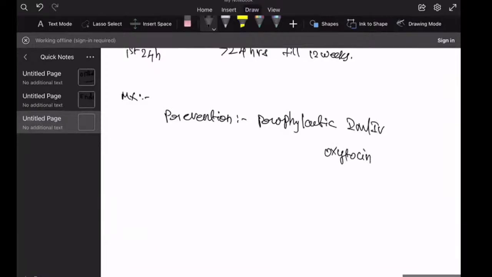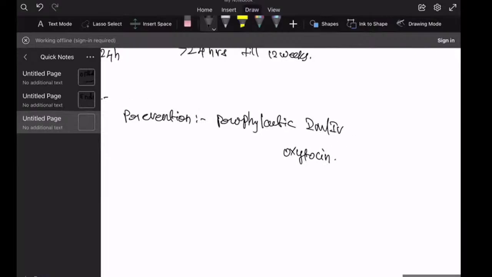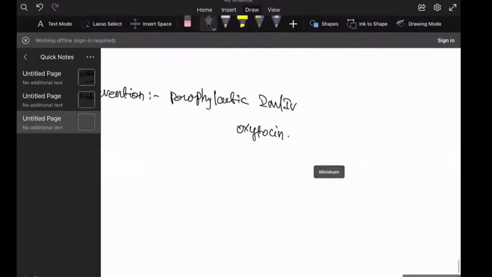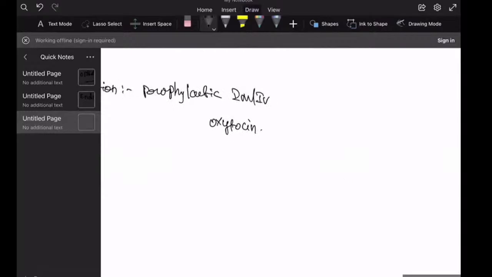Oxytocin. In our body, oxytocin is secreted from where? Anterior pituitary. Endocrinology. Anterior pituitary. Are you sure? Can you recall once more? Posterior pituitary gland. Yes, posterior pituitary. Don't get confused. Anterior pituitary, prolactin. Posterior pituitary, oxytocin and vasopressin.